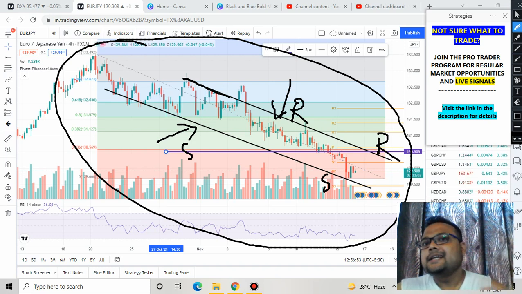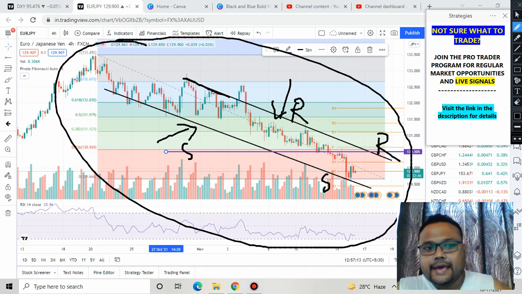But considering the trend of the market, considering the high number of sellers in this market, it is always better to take a sell position at the resistance instead of taking a buy position at the support. Clear? So this is the resistance, and you can see that I have also drawn the Fibonacci retracement levels.